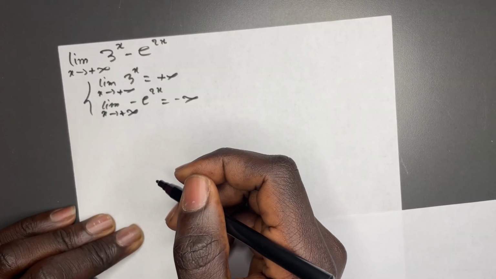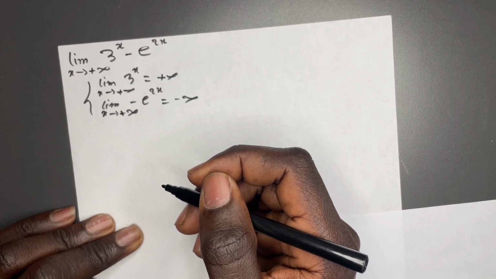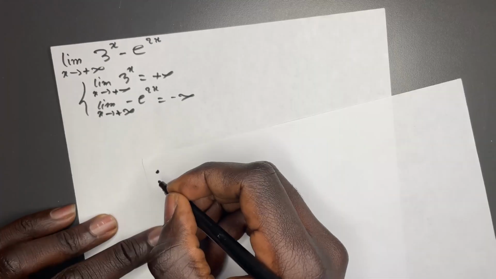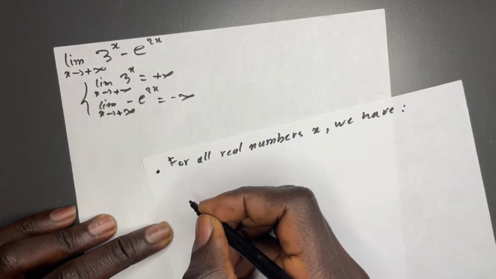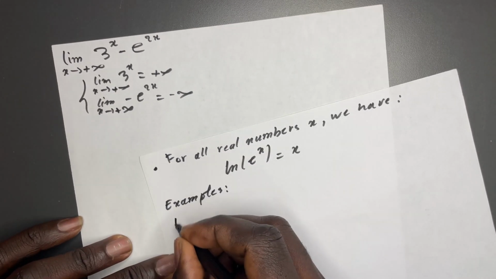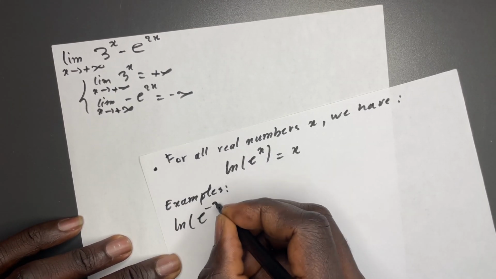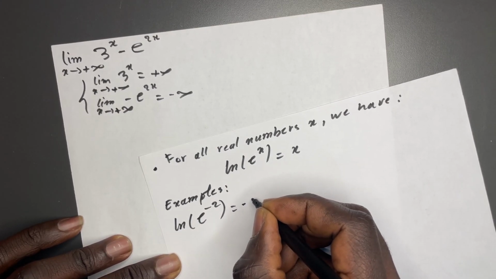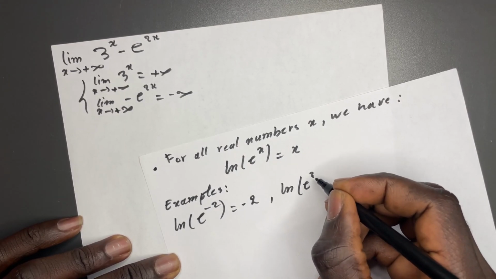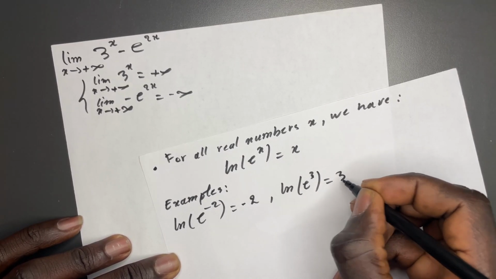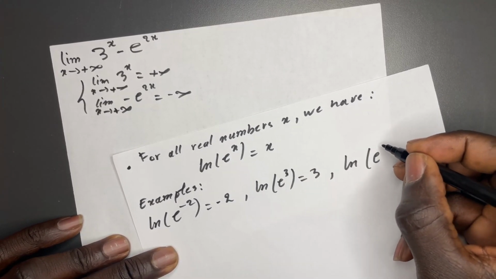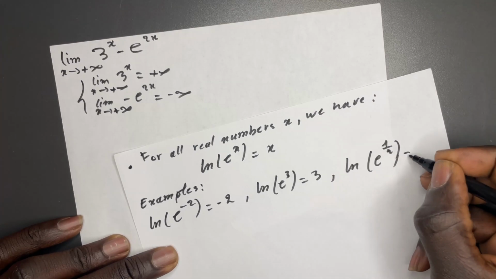Before we jump into the limit, let me remind you of something important. The natural logarithm and the exponential function are inverses. That means for all real numbers x, we have ln of e to the power of x is equal to x. Examples: ln of e to the power of negative 2 is equal to negative 2. ln of e to the power of 3 is equal to 3. One more example, ln of e to the power of 1 over 2 is equal to 1 over 2.